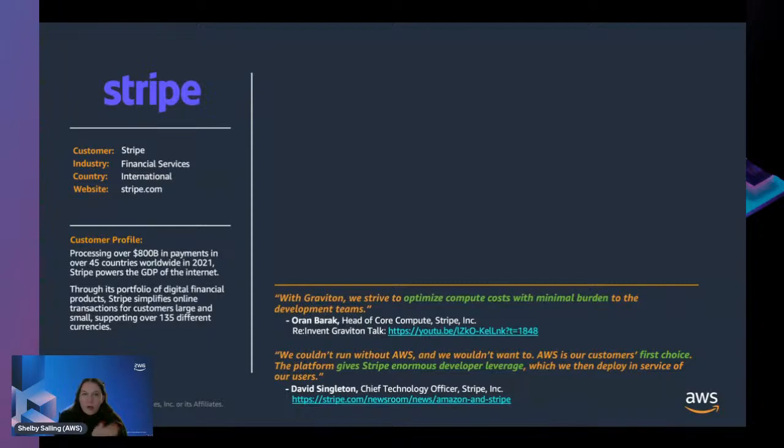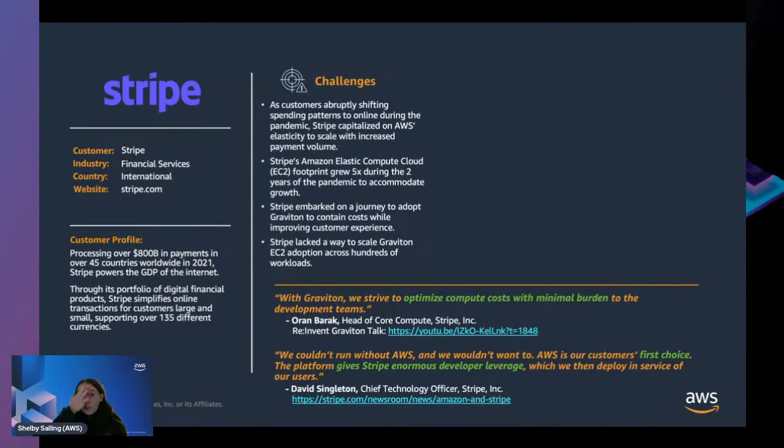I'm going to go through across a few different industries. The first one is Stripe. If you're not familiar, Stripe is a payment processing company. They process over 800 billion in payments over 45 countries worldwide as of 2021. So I'm sure that number is even higher now. Stripe basically powers the GDP of the internet. They simplify online transactions for all types of customers and support 135 different currencies.